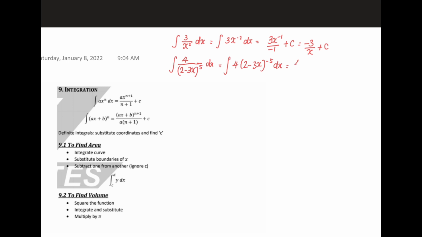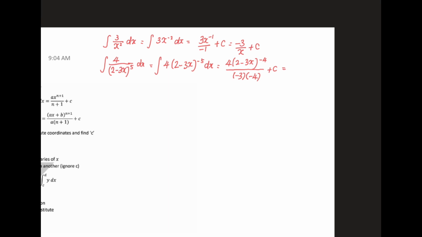So when you integrate 4 times 2 minus 3x to the power of negative 5, the power negative 5, you plus 1 to it becomes negative 4. And then you need to divide by two things. The first thing is, you have to differentiate the linear form, 2 minus 3x. You differentiate that, you get negative 3. So you divide by negative 3. And after that, you have to divide by negative 4 as well, the new power, and then plus c.